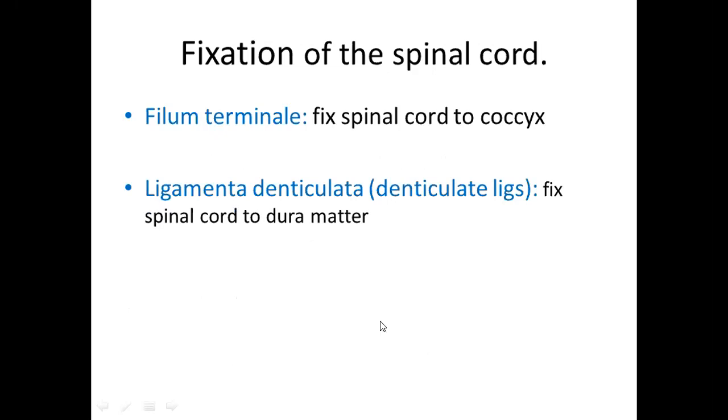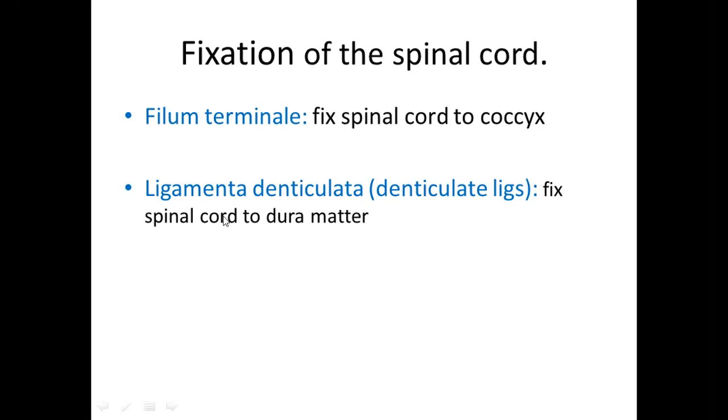Now, what is the fixation of the spinal cord? We discussed the protection of the spinal cord by the spinal meninges, the vertebral column, and the CSF. The spinal cord is fixed in the vertebral canal. As the spinal cord is nervous tissue, which is soft tissue, it must be fixed to avoid injury of its structure. So it is fixed by the filum terminale. As we said, the filum terminale fixes the spinal cord to the dorsal surface of the coccyx.